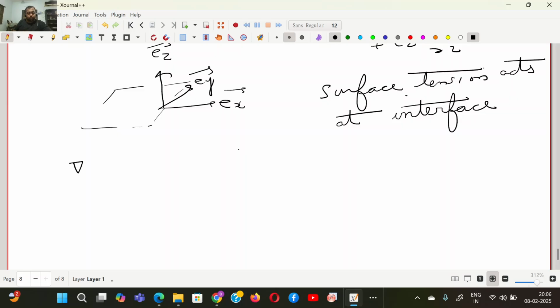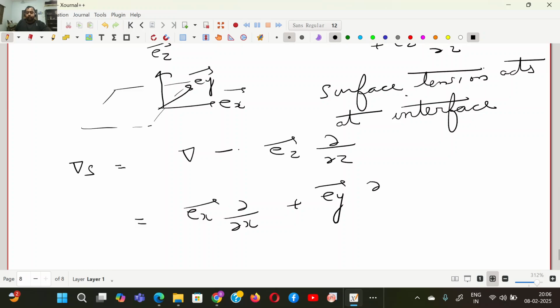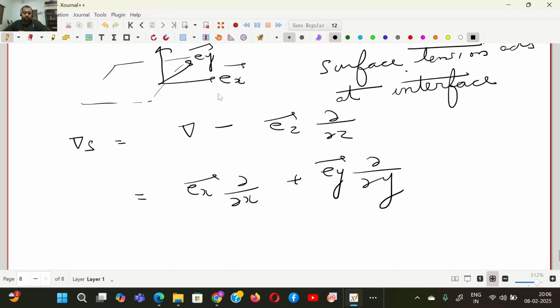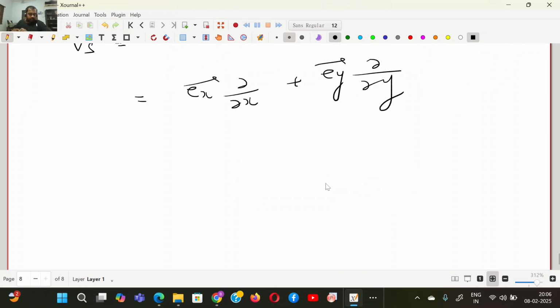The surface gradient here, if you remove the z component in this case in the xy plane, is just the gradient minus e_z ∂/∂z. Okay. So in this case, it is just e_x ∂/∂x plus e_y ∂/∂y. Okay, so obviously it acts tangential to the surface, right? Because it's in xy. Likewise, this other component that we see, 2H n gamma, acts normal to the interface.